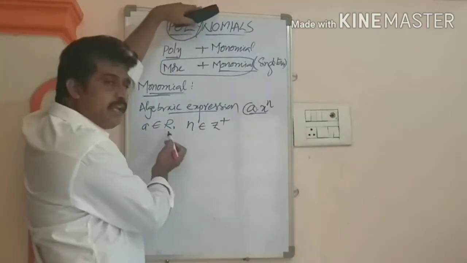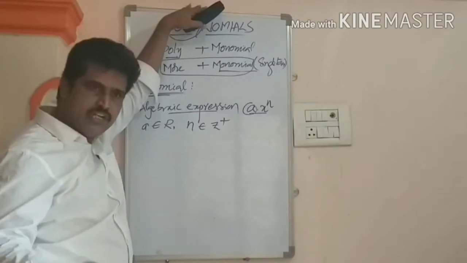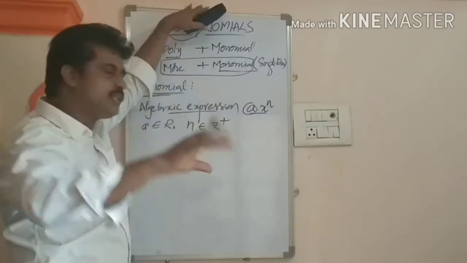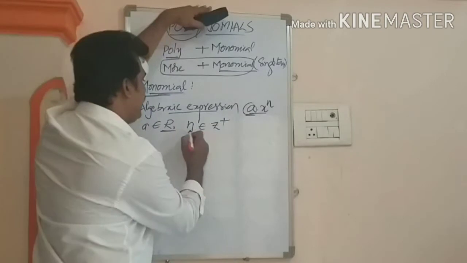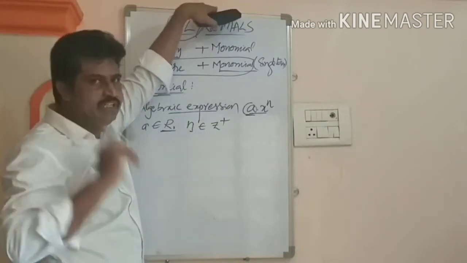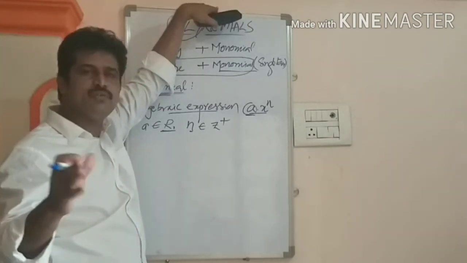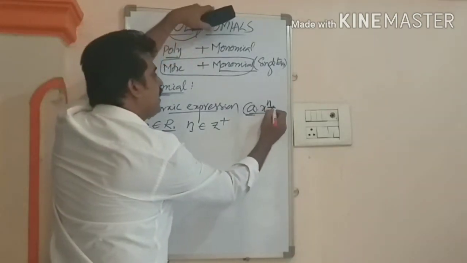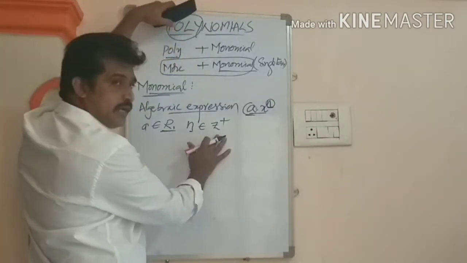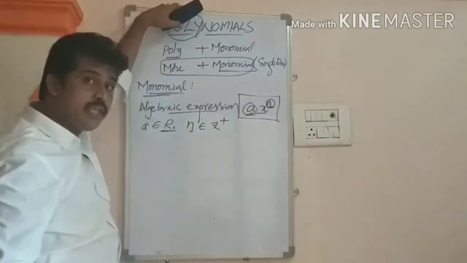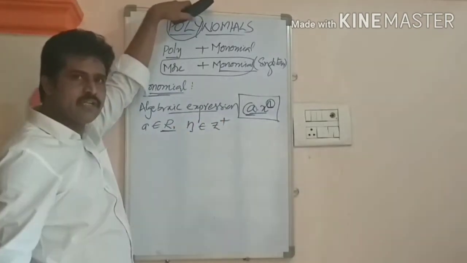a must be a real number. We know about real numbers: integers, natural numbers, whole numbers, rational numbers, irrational numbers, all these come under real numbers. So a can be a real number and n is a positive integer. We know the positive integers 1, 2, 3, 4, 5 and so on, not negative. When we apply these two conditions to this algebraic expression, we get a monomial. So let us apply these conditions.